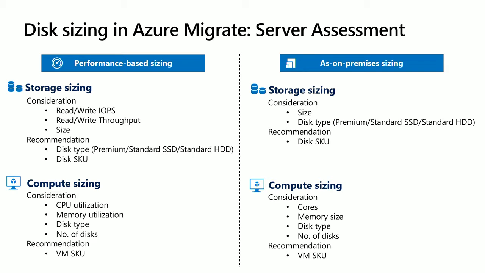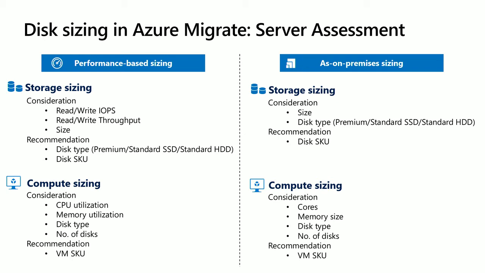The second option is as on-prem sizing. There is a simple difference between the both. If you go ahead with the as on-prem sizing approach, we will not look at your performance data, so we will not look at your read, write IOPS or throughput values, and we just look at the size of your disk, and you need to tell us the disk type to which you want to migrate, whether it's premium, standard SSD, or HDD, and we will pick a SKU based on the size of the disk. And the rest of the steps are all same.